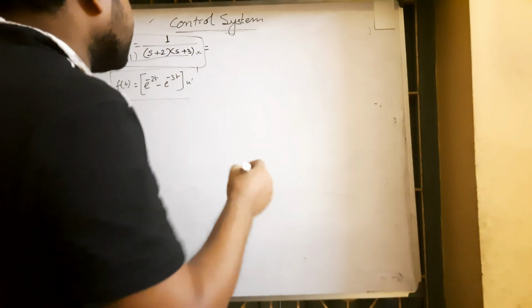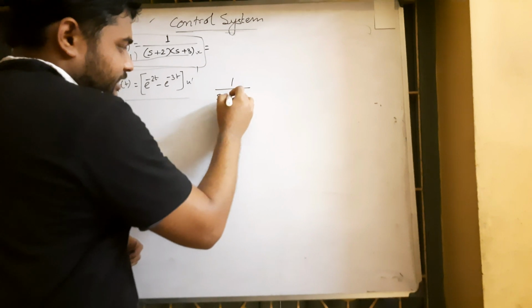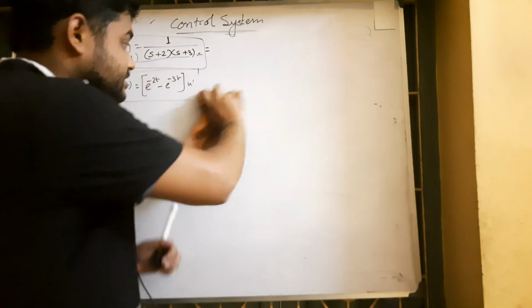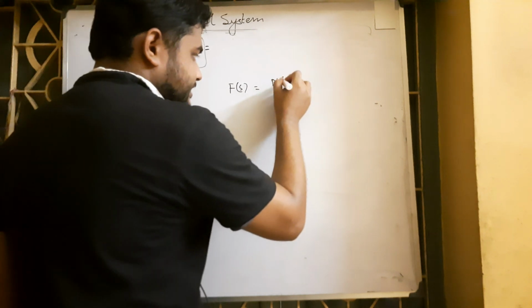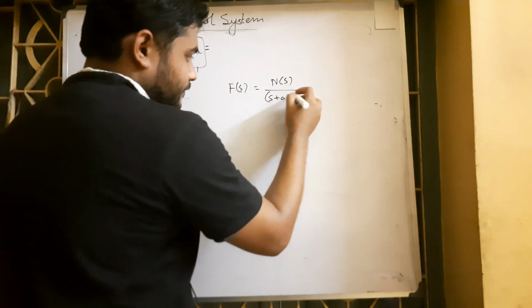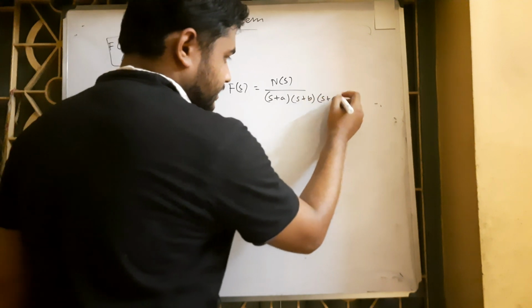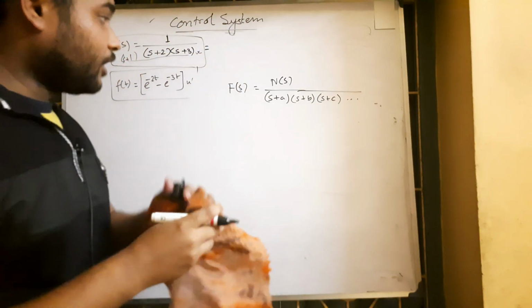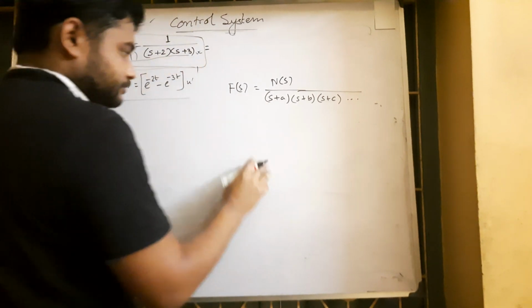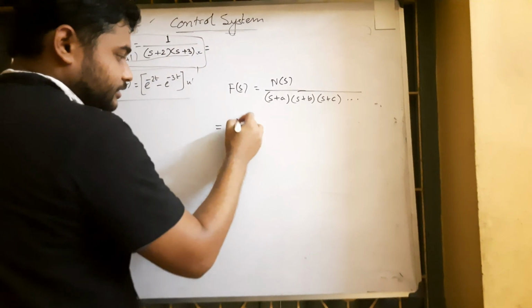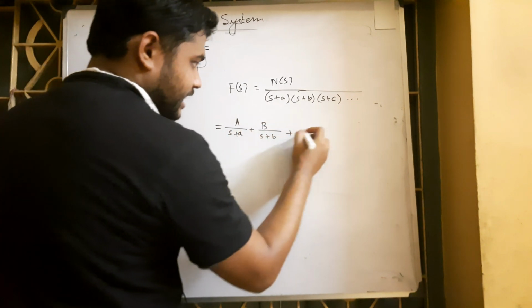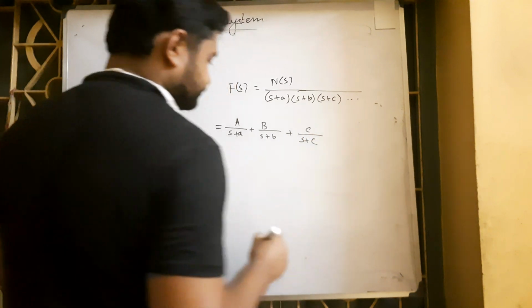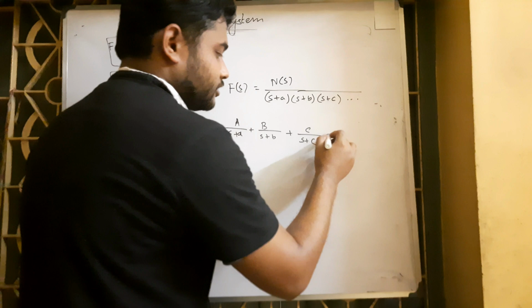But one more thing is, if I have 1 by s plus 2, or let us say F(s) is some function, some N(s) by D(s), and D(s) I am writing as (s plus a)(s plus b)(s plus c), etc. So now how are you going to do this? Look, you are going to convert it into A by s plus a, plus B by s plus b, plus C by s plus c, plus dot dot dot.